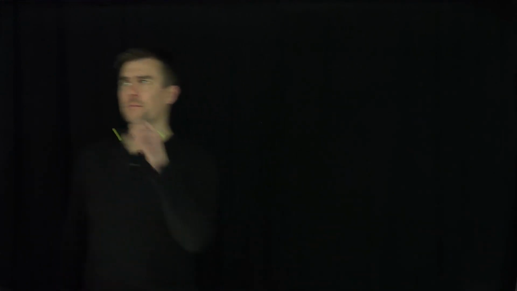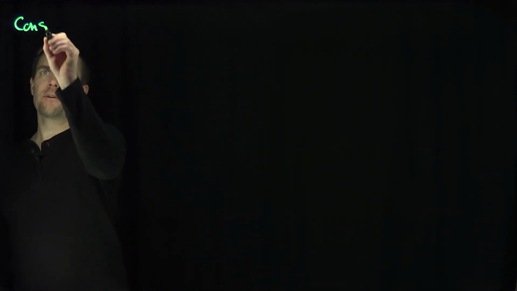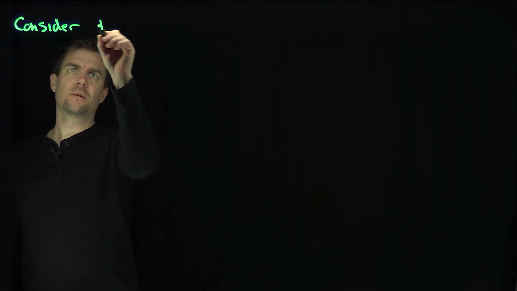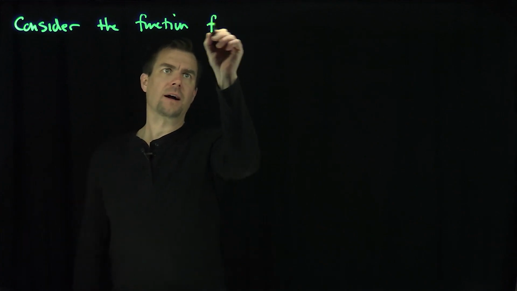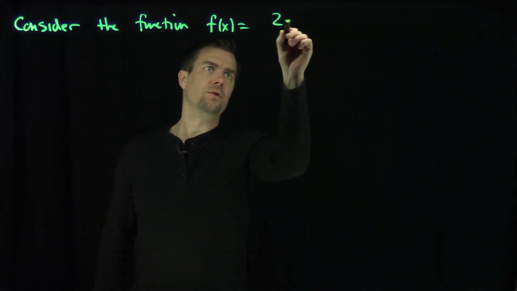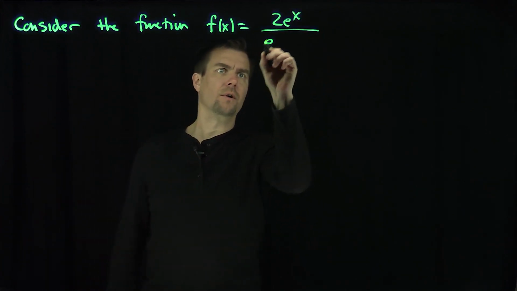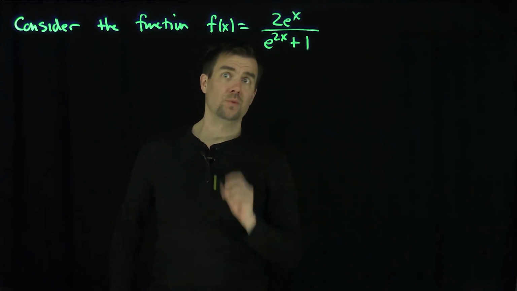Hello students, in this video we'll consider the Euler numbers. We'll do so by considering the following function. Consider the function f of x is 2 e to the x over e to the 2x plus 1.